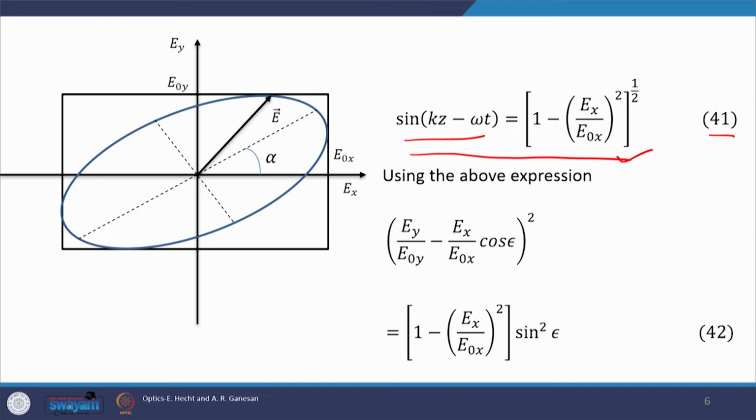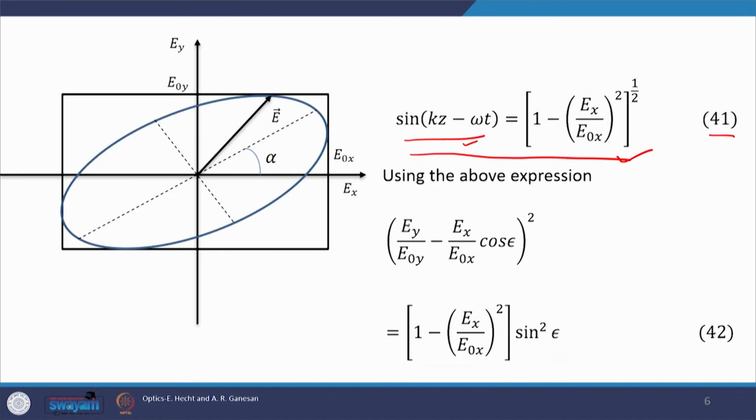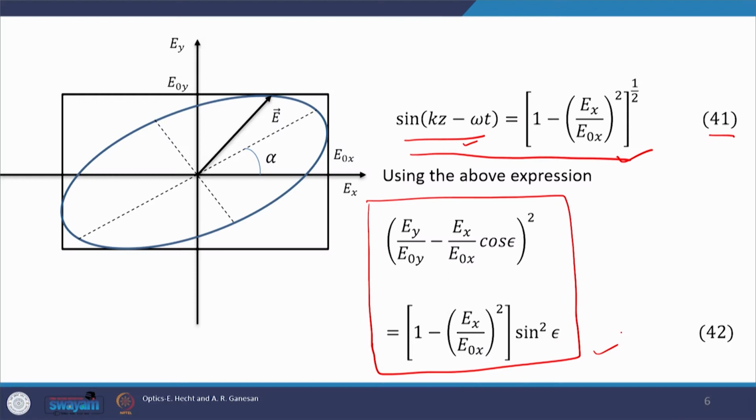Once we have this expression too, we will substitute the expression of sin of kz minus omega t back into equation number 40. Now, this is the final expression. We have substituted for the sine function and the cosine function, meaning sin of kz minus omega t and cos of kz minus omega t. After these two substitutions, we got rid of the kz minus omega t term. And this is the final expression which we got. If we plot it, we will get an ellipse. This is an expression of an ellipse.